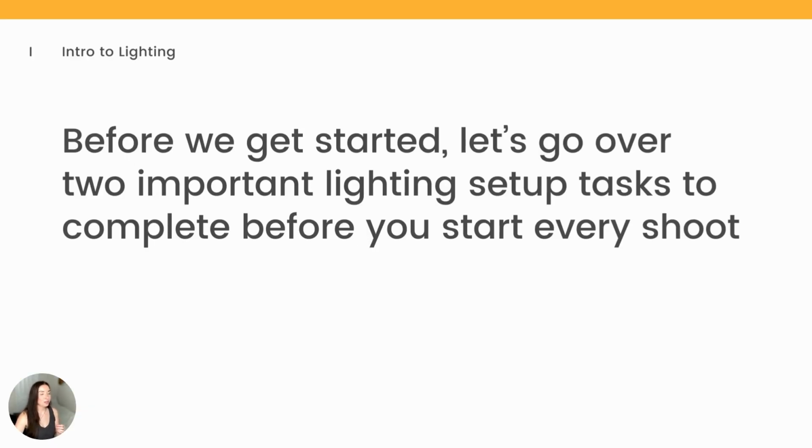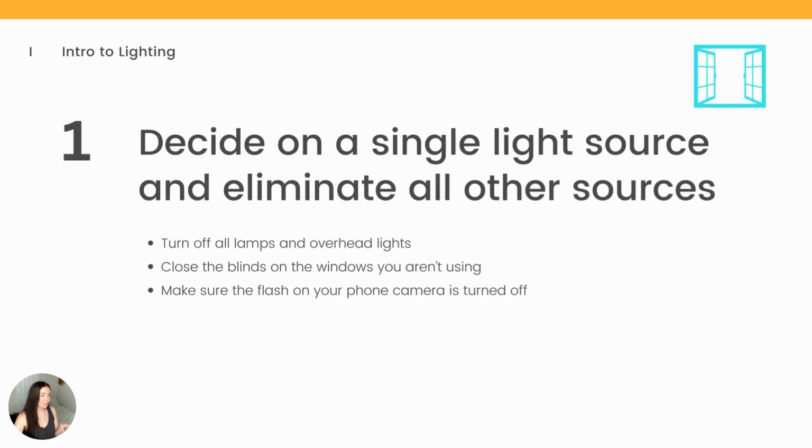So before we get started, we're going to go over two important lighting setup tasks that you have to complete before every single shoot. The very first thing is you need to decide on a single light source and eliminate all of the other light sources. This is going to include turning off any lamps or any overhead lighting. Even if it's from across the room, you're going to want to make sure that that's turned off. We don't want any competing light. We want to be using one single light source.